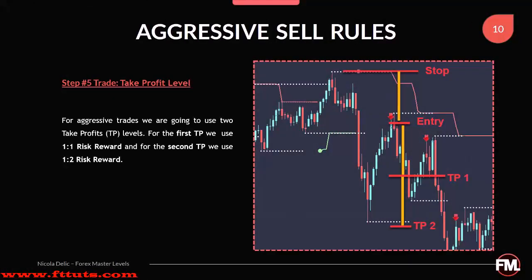For an aggressive trade, we are going to use 2 take profit levels. For the first take profit, we use a 1-to-1 risk reward, and for the second take profit, we use 1-to-2 risk reward. So if we look at the chart over here, and we say that this was our entry point, and this is our stop, we are going to use the same distance between the entry and the stop as our first take profit, and we are going to use double that distance as our take profit 2.